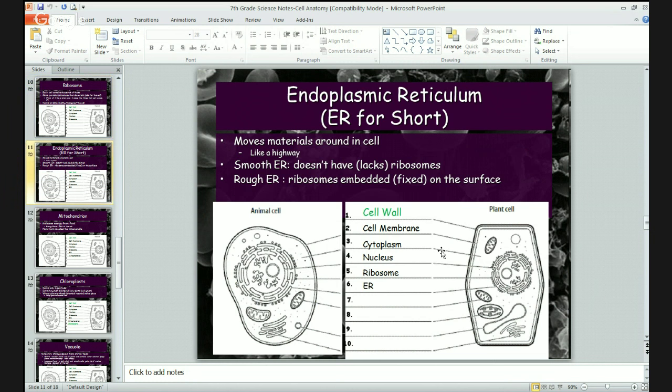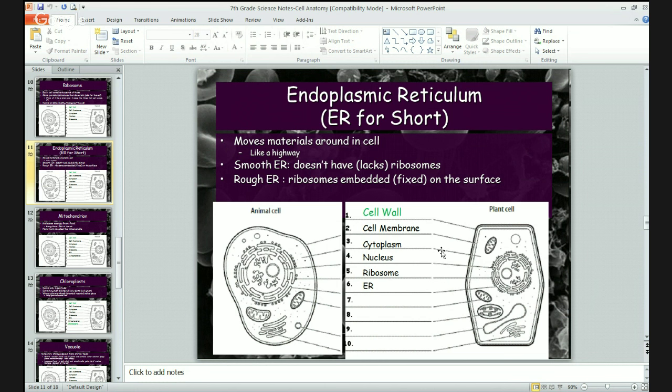Number 6 is your endoplasmic reticulum. We generally abbreviate this with ER for short. It's kind of like the highway, it helps move stuff around the cell. It's the maze-looking thing that surrounds the nucleus. You've got 2 different types of endoplasmic reticulum. You have smooth endoplasmic reticulum that doesn't have ribosomes. So any parts of the cell that don't have ribosomes would be considered smooth endoplasmic reticulum.